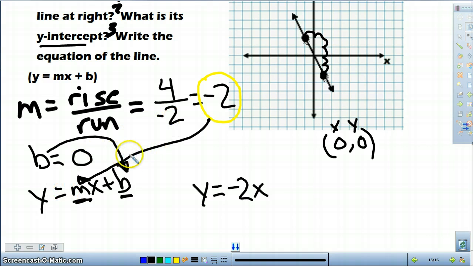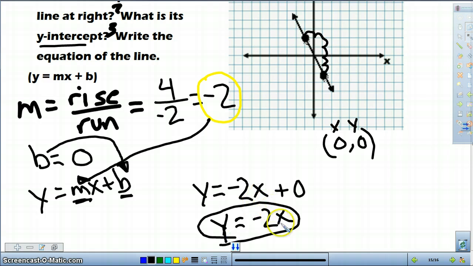And now we just got to plug in our y-intercept, so let's see what that was. B, our y-intercept, was 0, so let's plug that in, plus 0. And you know that we always need to simplify as much as possible, and plus 0 is the same as just leaving it off. So we'll just leave y equals negative 2x. That's what we want. That is the equation of this line.